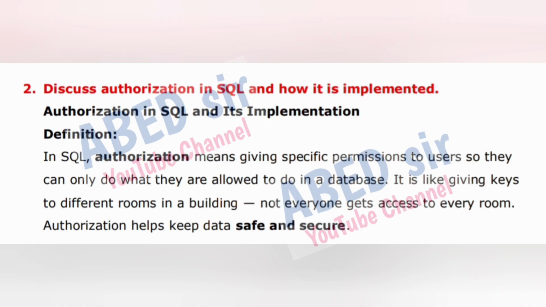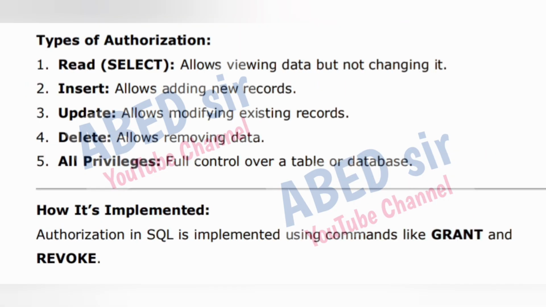Authorization helps keep data safe and secure. Types of authorization. 1. Read. Select allows viewing data but not changing it. 2. Insert allows adding new records. 3. Update allows modifying existing records. 4. Delete allows removing data. 5. All privileges, full control over a table or database.